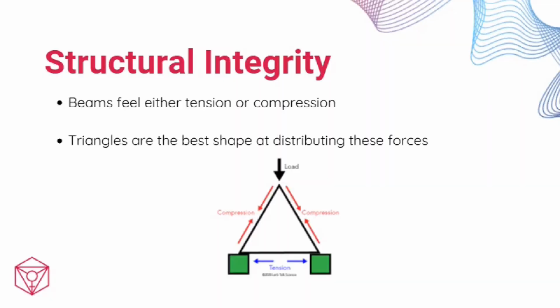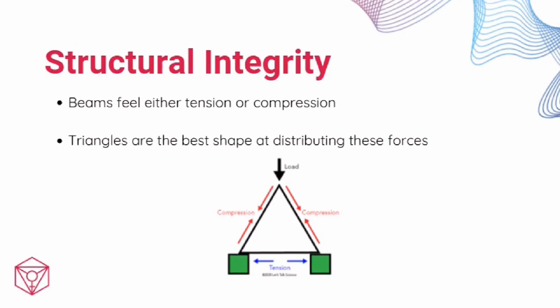Next, we're going to be talking about structural integrity. When a beam holds weight, it either feels tension or compression. Compression is the pushing force. It squeezes a material, making it shorter or more compact. An example of this is when someone is sitting on a chair, the legs of the chairs are under compression.